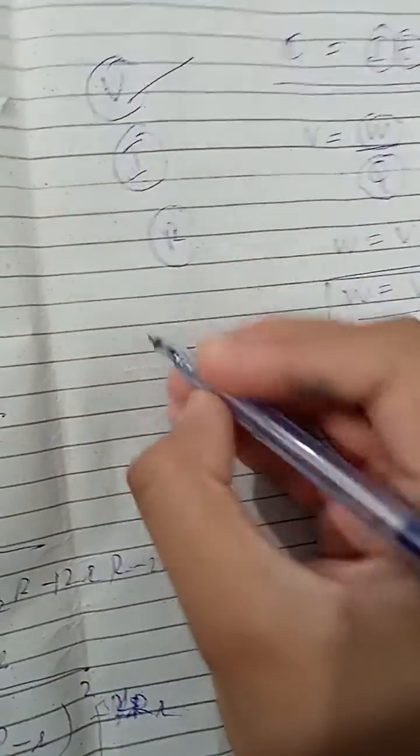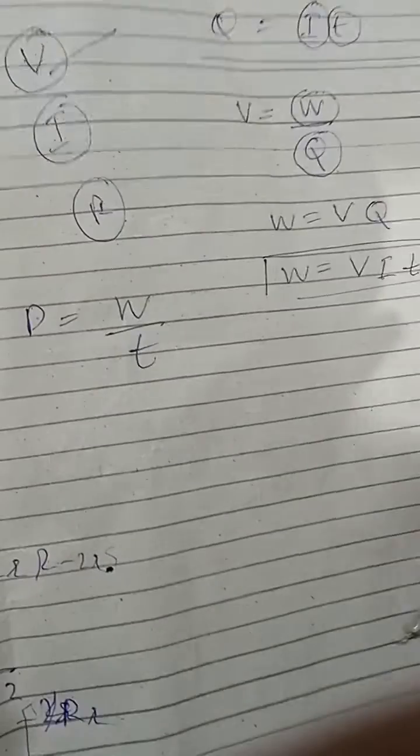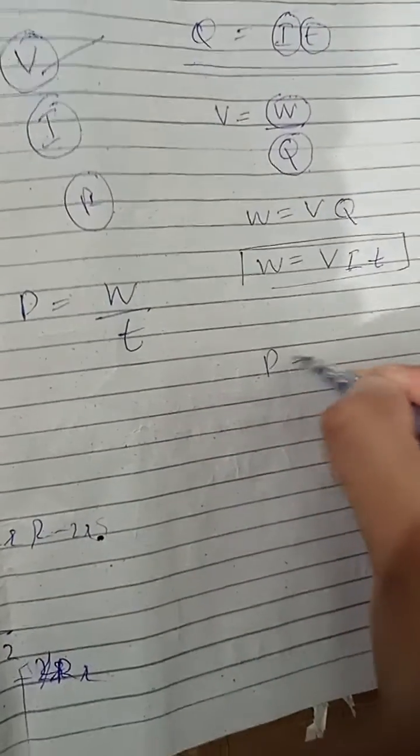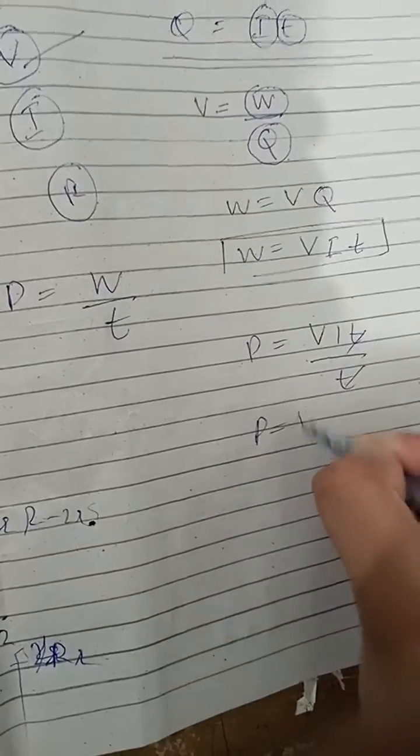Now we know the power formula. The power is equal to work done in time. We already have the work done, which is V I t, and dividing by t, P is equal to V I.